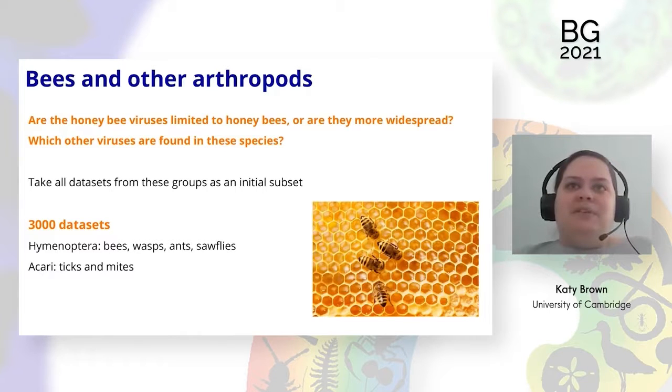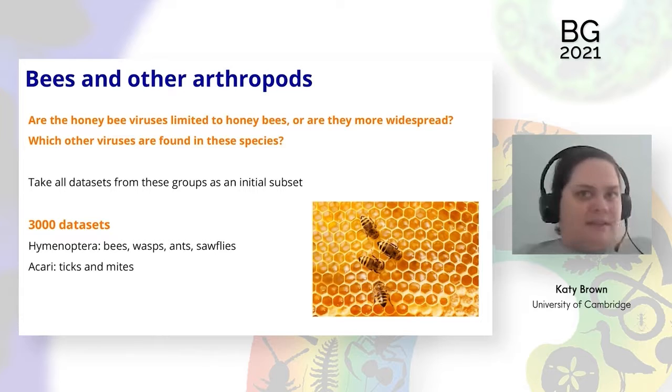So the question for my pilot project is, are these honeybee viruses that we know about limited to honeybees or are they more widespread? And the idea here is that although we consider them to be honeybee viruses, in at least some cases, this is likely just because these are the species that have been most widely screened. And it might actually be that these viruses are much more widespread. And we also want to know what other viruses are found in the non-honeybee species, because some other species of bees or of wasps and ants and mites have never been screened for viruses before. So there could well be other interesting viruses in there which haven't been discovered.